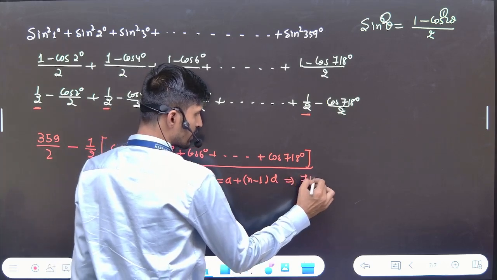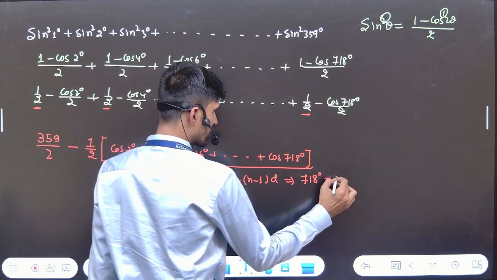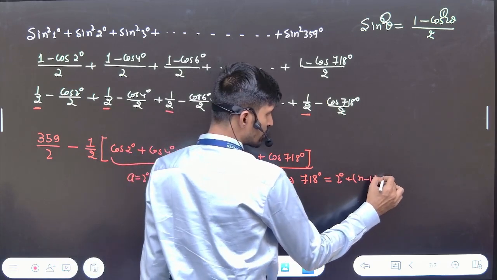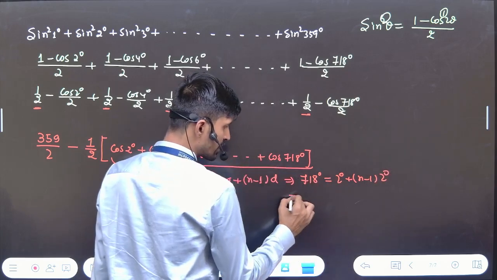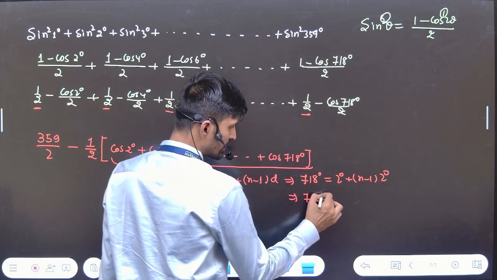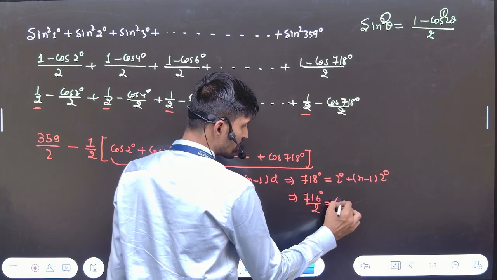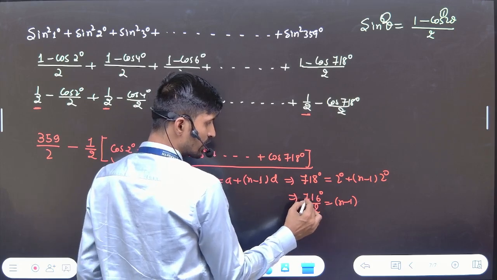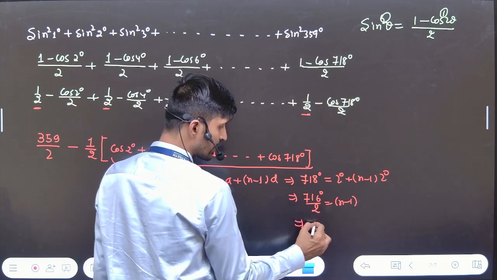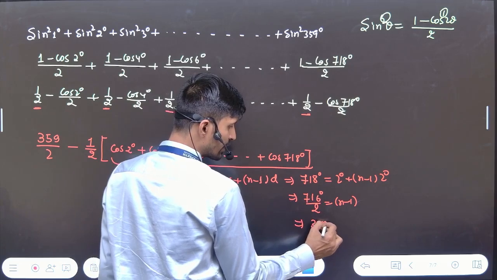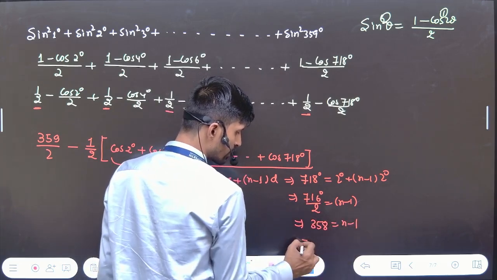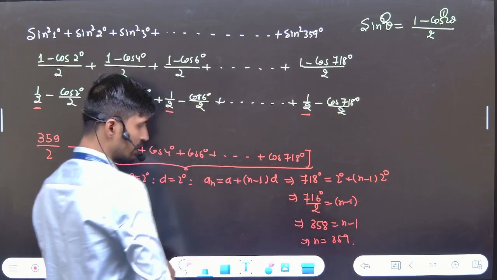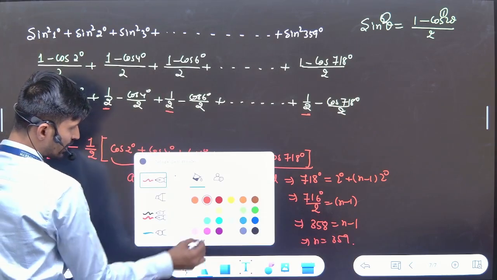AN, 718 degree is equal to A, 2 degree, plus N minus 1 into D, which is 2 degree. 2 degree will come this side. 716 degree by 2 is equal to N minus 1. What is 716 by 2? 358. 358 is equal to N minus 1. And you know N will be 359. And we know 359 is there. So now we'll apply the formula and we'll write the answer.